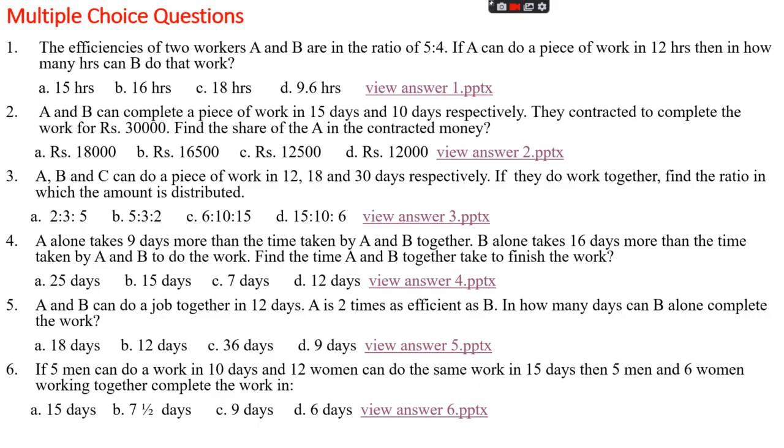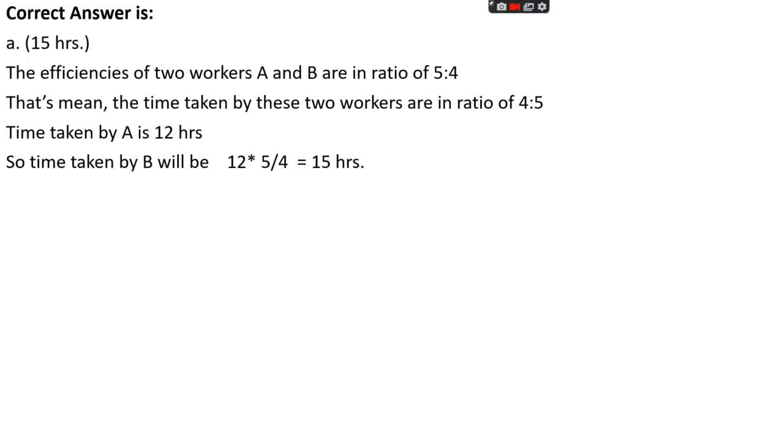Question number first. The efficiency of two workers A and B are in the ratio of 5 is to 4. If A can do a piece of work in 12 hours, then in how many hours can B do that work? Option A 15 hours, option B 16 hours, option C 18 hours, or option D 9.6 hours. The right answer is option A, that is 15 hours.